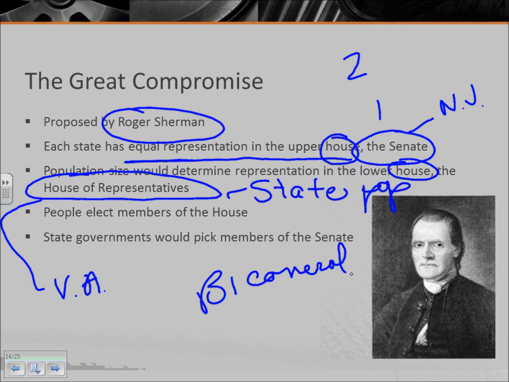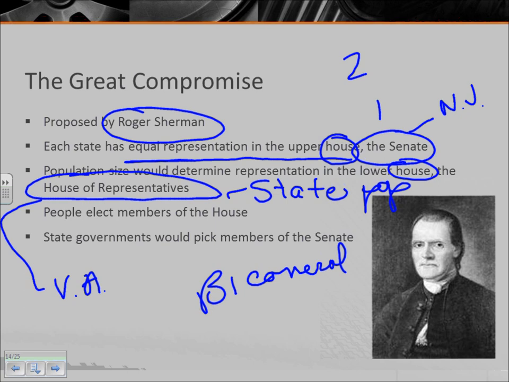At the time, people are going to elect the members of the House, so the popular vote would matter. But as far as the Senate goes, your state government would pick the members of the Senate. And this lasts all the way up until right around 1900, the turn of the century. You would elect the state government, yes, but then the state government would choose the senators.